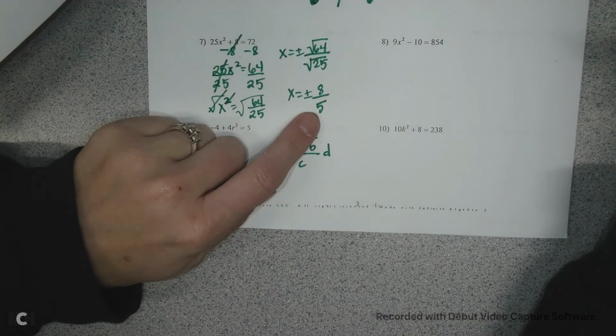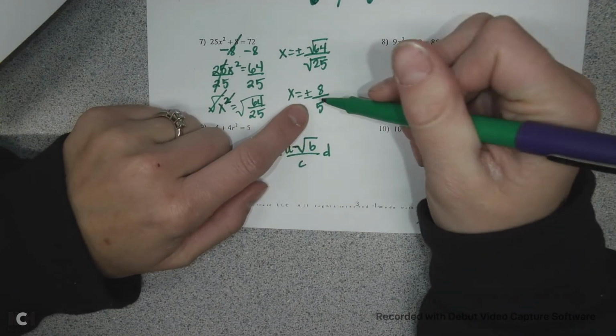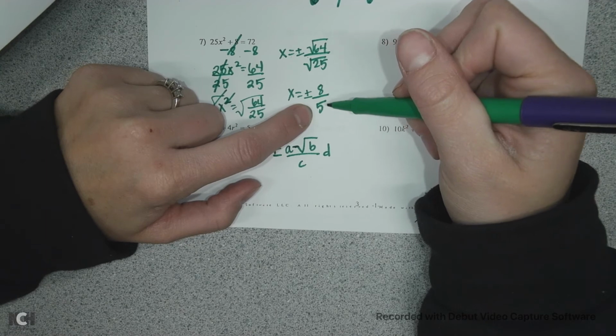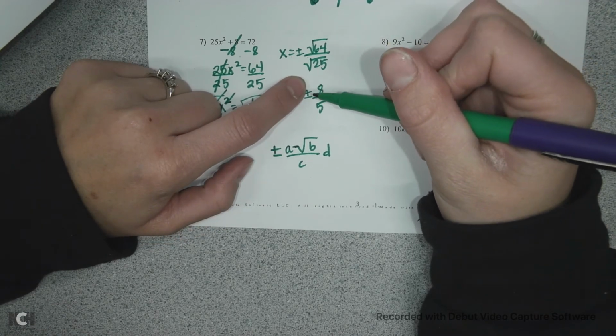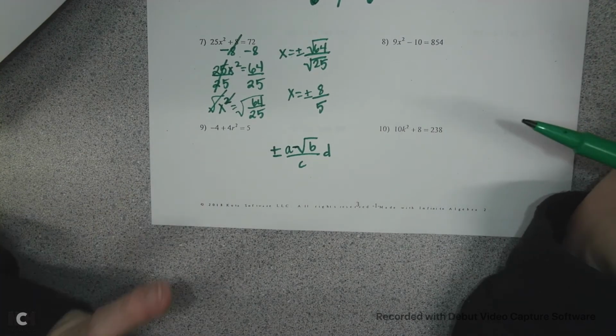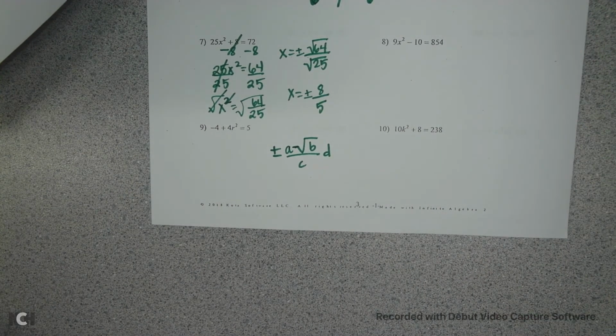Now here, that brings us back to this guy. So this guy could be taken as two ways. The 8 could be the A, and the 5 could be the C. Or I would accept it as the A being 8/5, and then B, C, and D would all be 1. Whatever you'd like to pick, I'll accept either answer. Okay, so let's do another one.